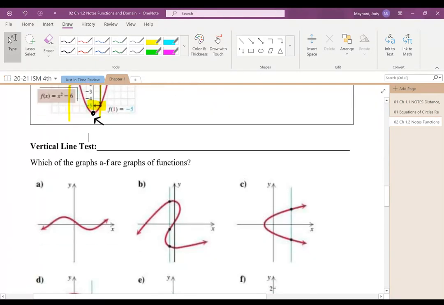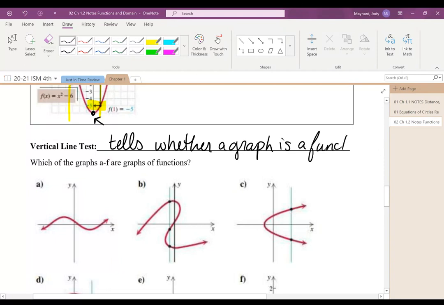Okay, the vertical line test. I know you've seen this before. The vertical line test tells you whether a graph is a function. So the vertical line test is basically if you draw a vertical line anywhere on the graph, if it intersects the graph more than once, it's not a function. If it only intersects the graph one time at every single vertical line, that means it is a function.